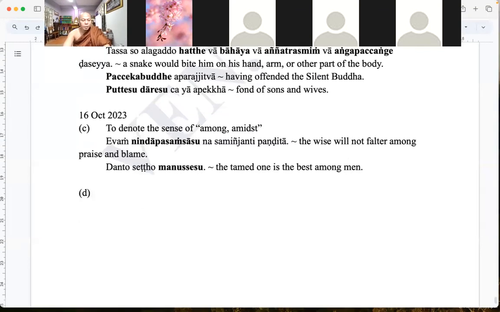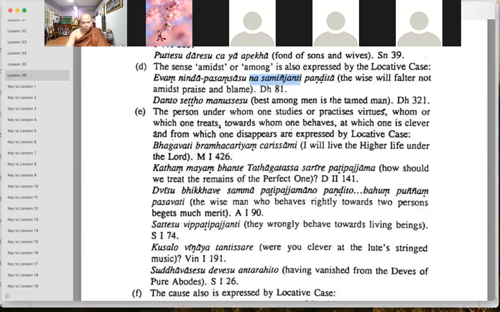So it can simply be understood: to denote a person in whom something is done, at the time the person looks like the locative sense. Now let us look at the past example.